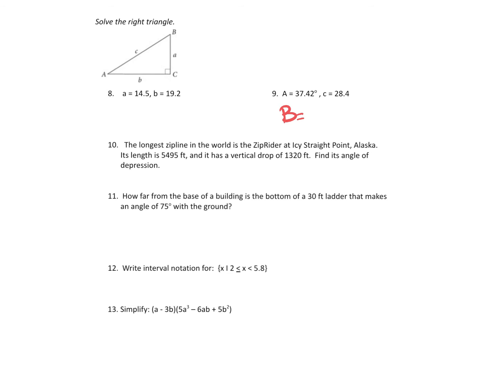That's going to give me 52.58. So I know angle B is 52.58 degrees. No trig yet. That's that angle right there, angle B. So I know both of them. Also tell me the hypotenuse is 28.4.